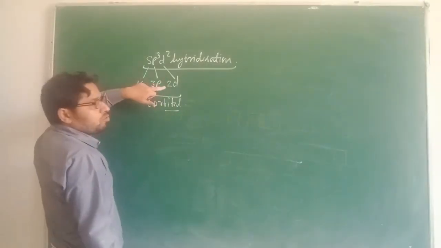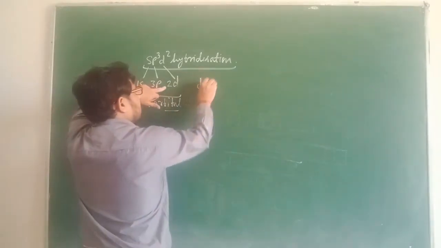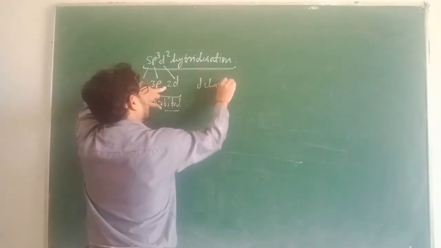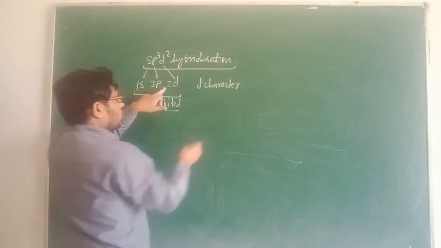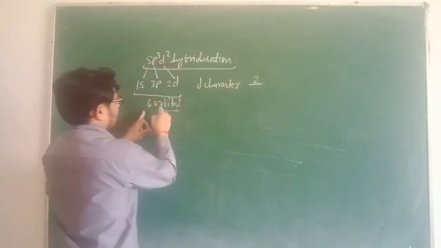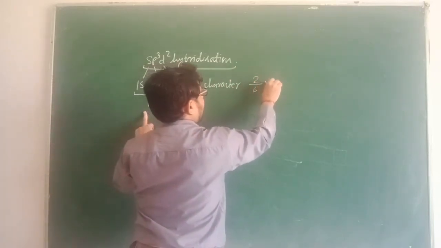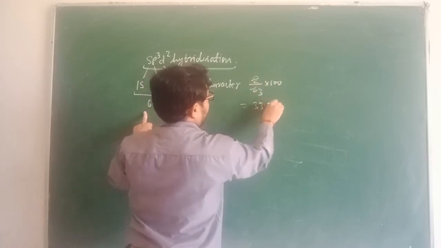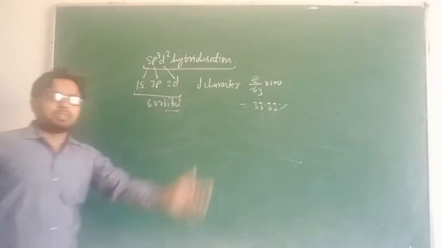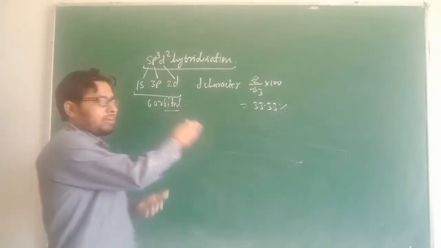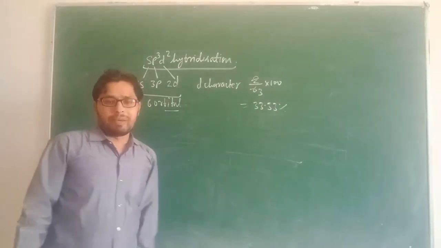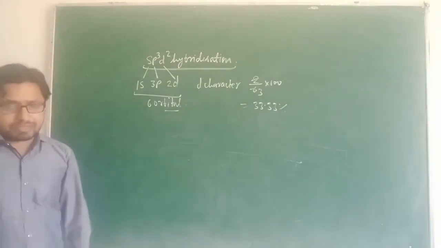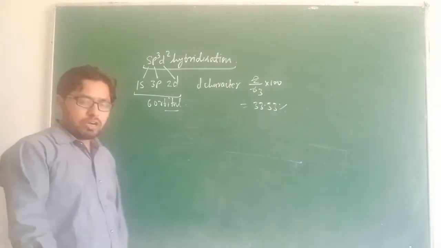Suppose now I want to find the d character. So what is the d character available here? If you see 2 orbitals of d, total is 6, multiply by 100. So 2 by 6, this will be coming 33.33%. The way is in front of you. As we are going to find out the percentage, I am going to keep it. Now after that the d orbital is going to participate.